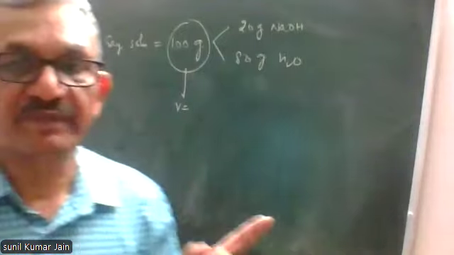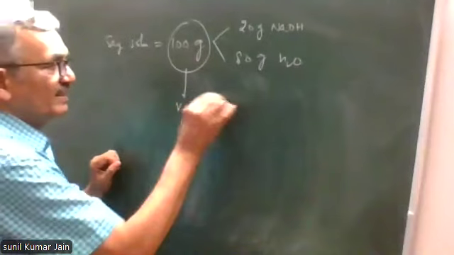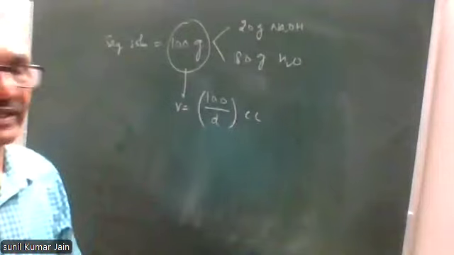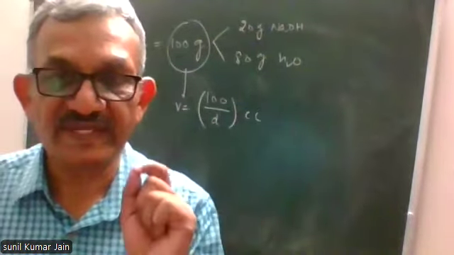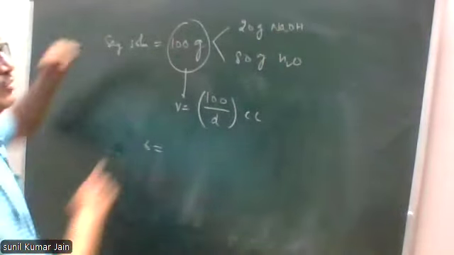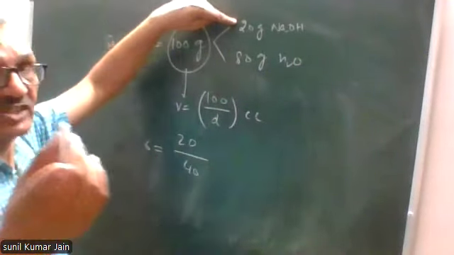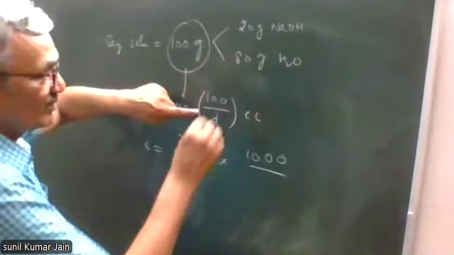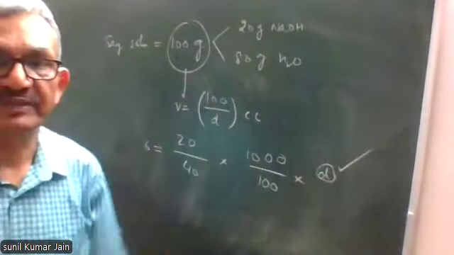Volume of the solution will be weight divided by density. Density we have to calculate. So it will be 100 divided by D. We are given the molarity of the solution, 6. So we'll use the formula of molarity. Molarity is equal to weight of solute divided by molecular weight of NaOH, which is 40, into 1000 divided by the volume of solution. D will be the answer.